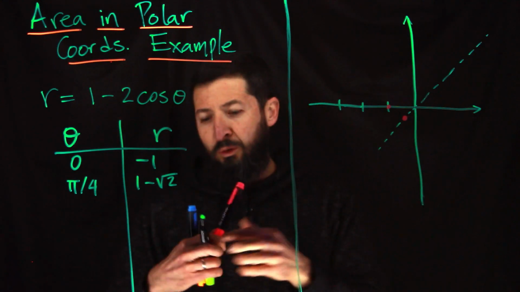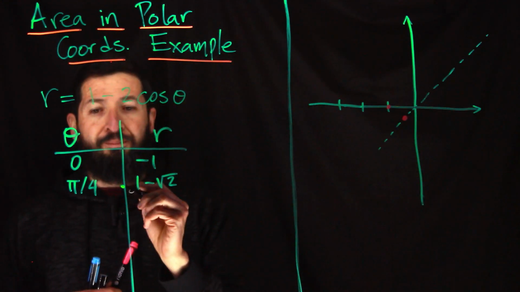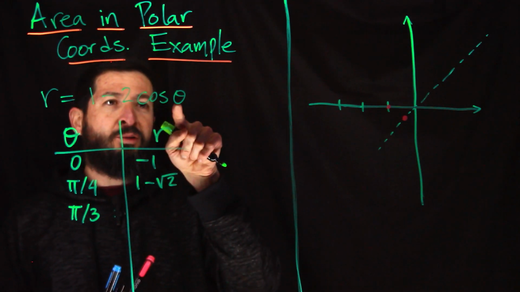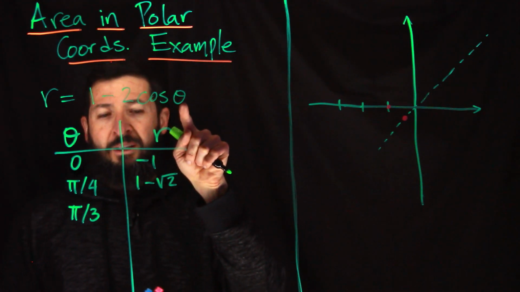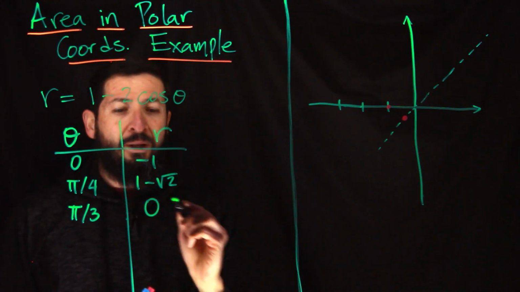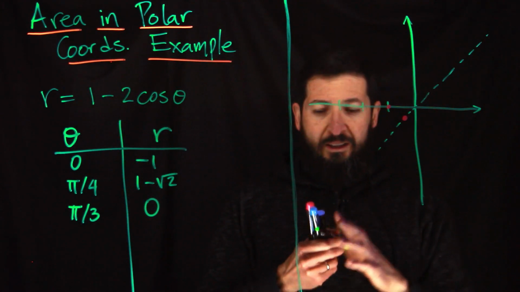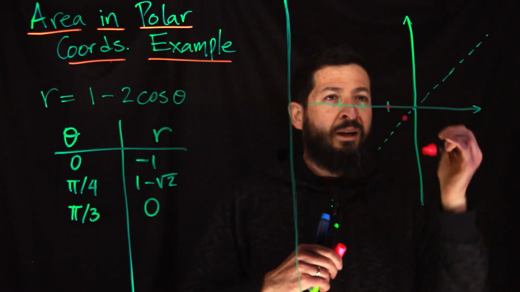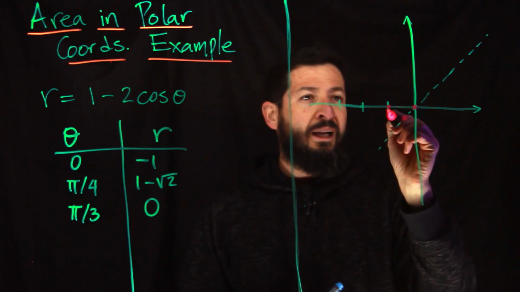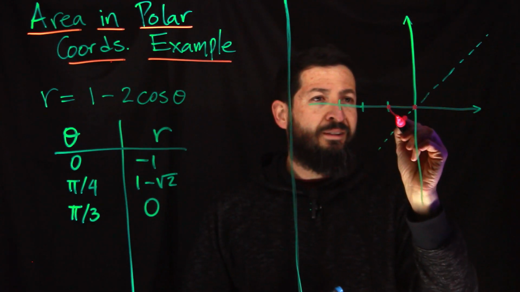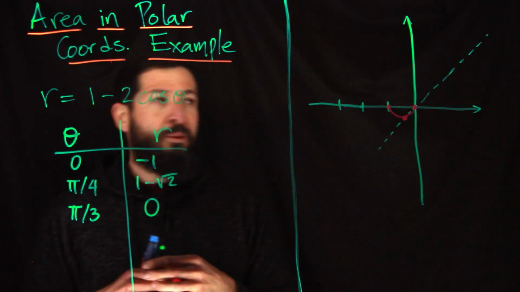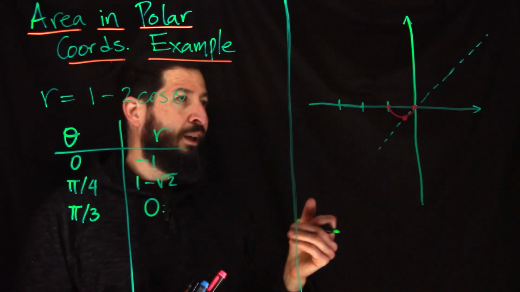And then I want to go to pi over 3. That's because pi over 3 is special, because cosine of pi over 3 is going to give me 1/2. I'm going to have 1 minus 2 times 1/2, 1 minus 1. I'm going to get 0. So between 0 and pi over 3, I get this part of the graph. Okay? All right, so now I'm going to continue.